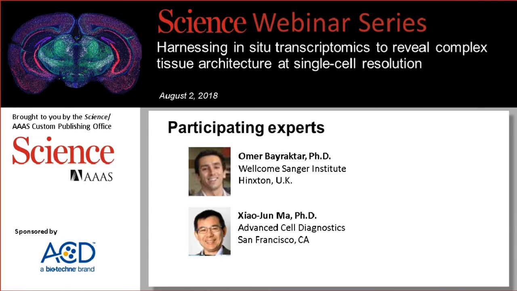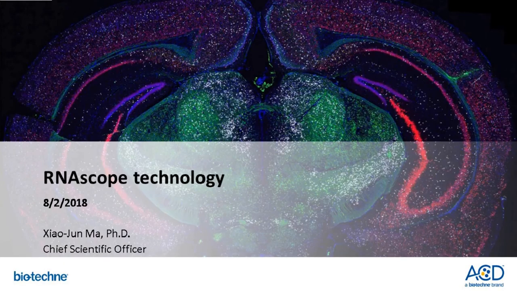Dr. Xiao-Jun Ma is the Chief Scientific Officer at Advanced Cell Diagnostics, where he led R&D for RNAscope and BaseScope technologies for highly sensitive and specific RNA in situ hybridization used in RNA analysis with cellular resolution. He was previously Vice President of R&D and Biostatistics at Bio-Techne and also held positions at Johnson & Johnson and Monsanto Searle, which is now Pfizer. Here is Dr. Ma's presentation.